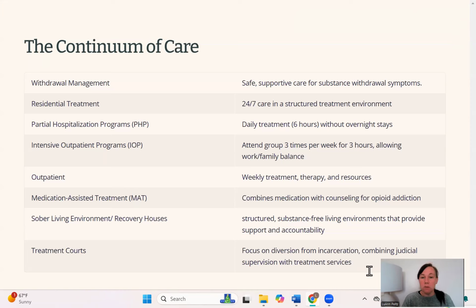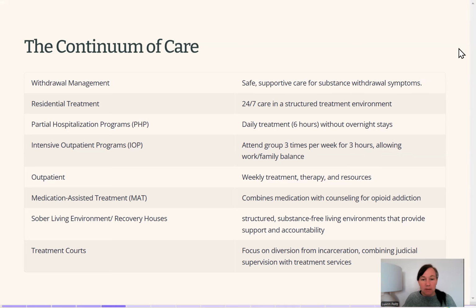So, detox or withdrawal management, as she said, is a safe, supportive care for substance withdrawal symptoms. Normally, it's medical, but there are non-medical ones. There's one in Reading. Residential treatment is 24/7 care in a structured treatment environment. So people are actually in the building, live there.